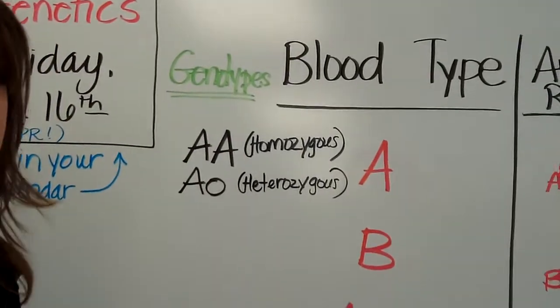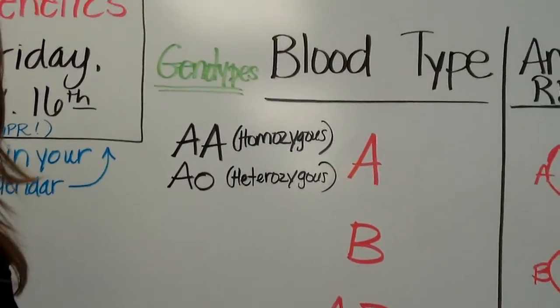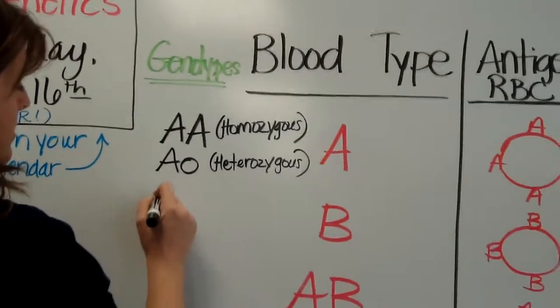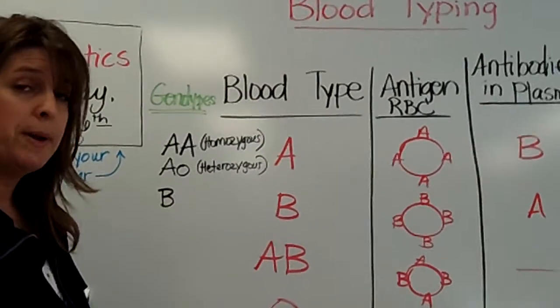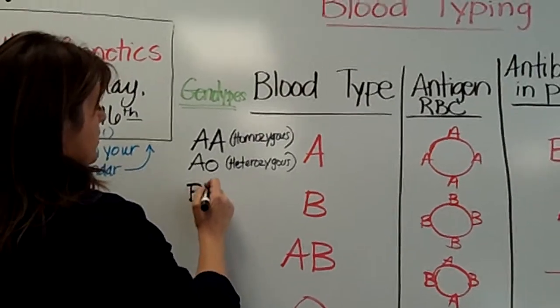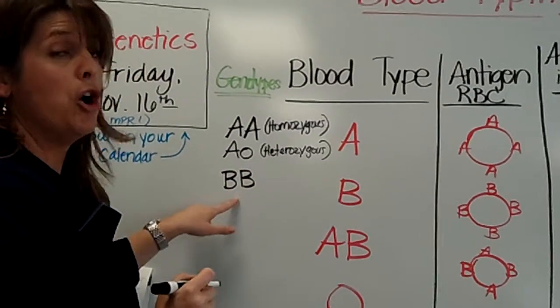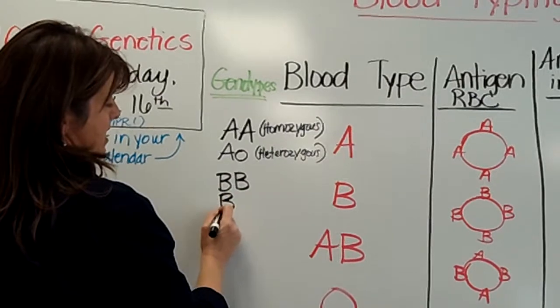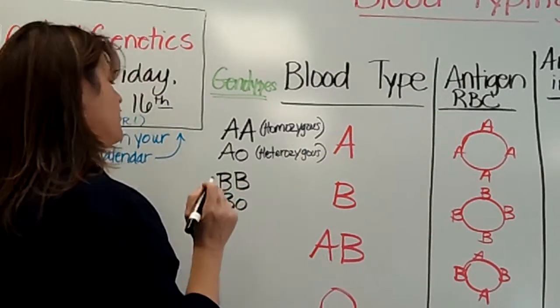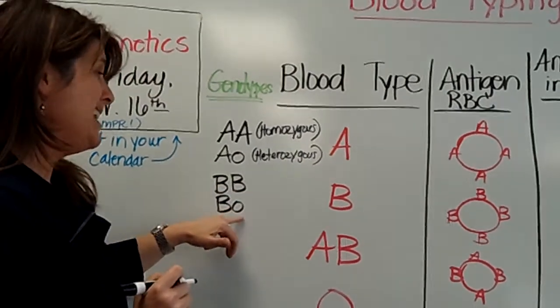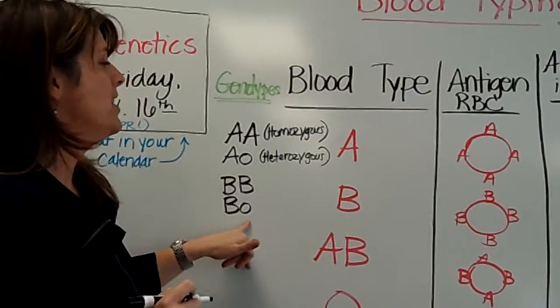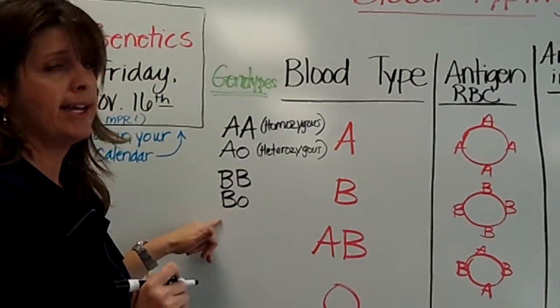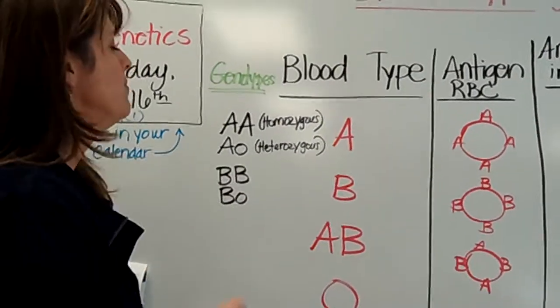So same goes for B. You might get a B from one of your parents. Maybe the other parent also gave you a B. So you would be type B homozygous. But if maybe mom gave you a B and dad gave you an O, okay? So if you have a B and an O, then that would be heterozygous. That would be a heterozygous blood type.